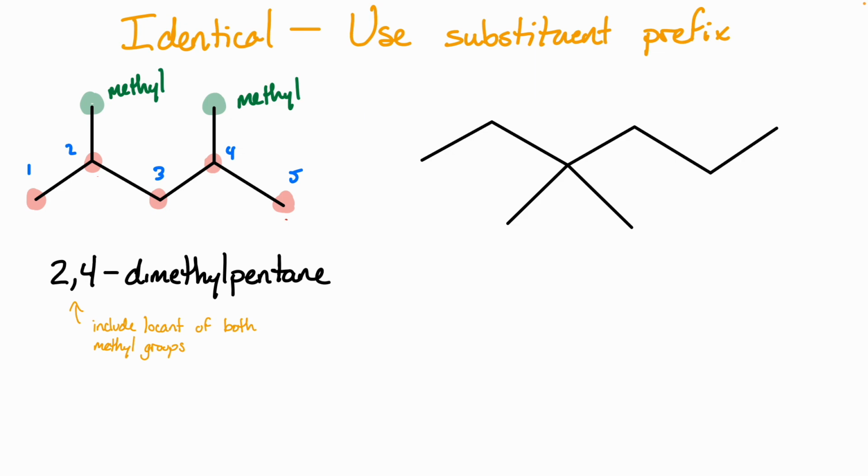All right, my parent chain, 1, 2, 3, 4, 5, 6. This is a methyl group. This is a methyl group.